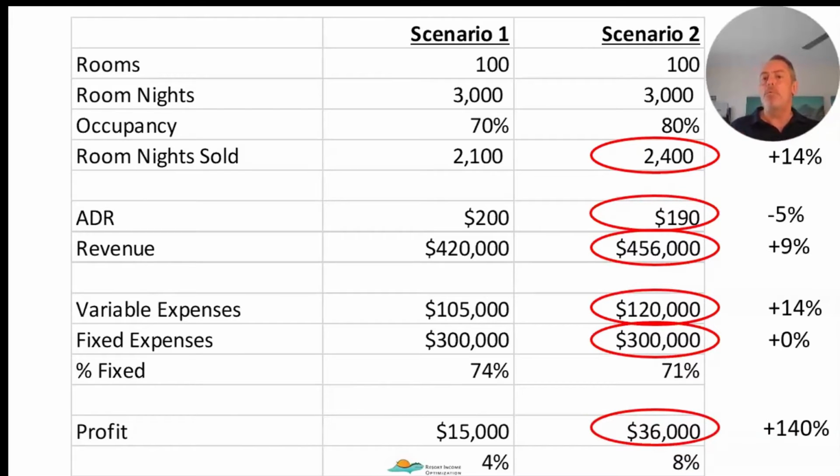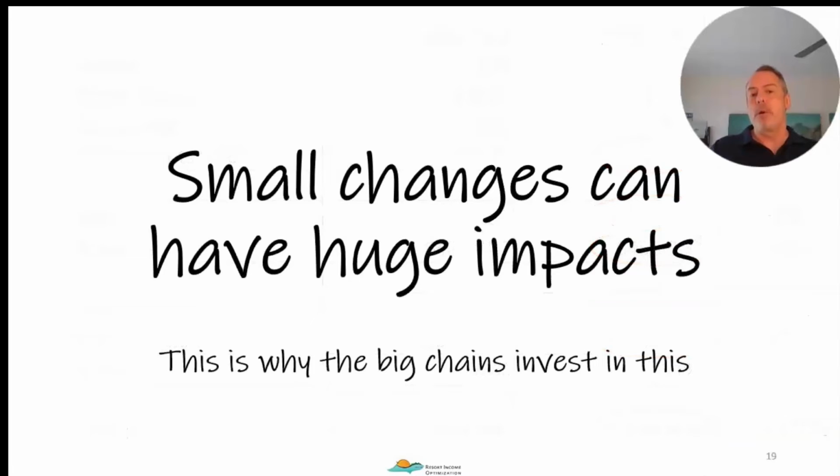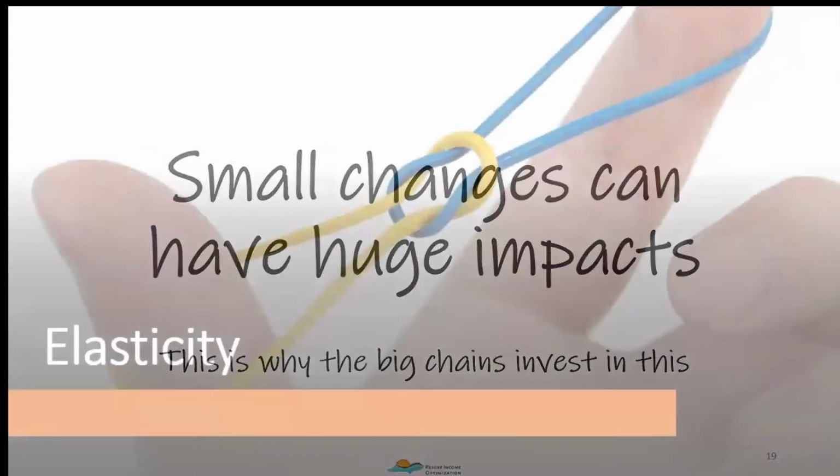So, there's many, many examples like this. But in this case, a 14% growth in volume turned into a 140% growth in profit. So this is what I mean by leverage. And the important thing to take away here is that small changes can have really big impacts. And this is why the big chains invest in this, right? They're public companies with shareholders that expect a certain return.